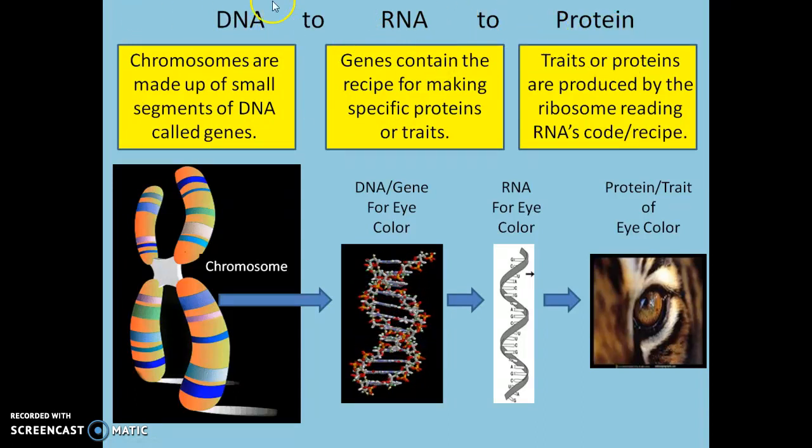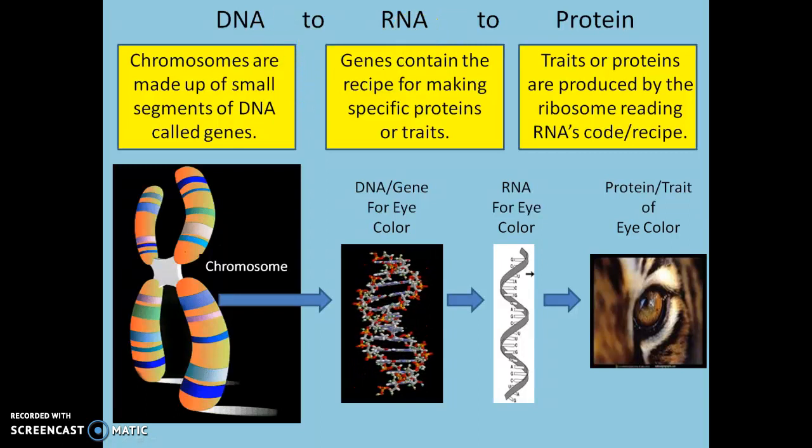Now, the reason DNA needs to make RNA is because DNA is trapped inside the nucleus. DNA is not allowed to leave. It will not leave the nucleus. Proteins are made on the ribosomes. So somehow we need to get the material, the message, from the nucleus to the ribosome without DNA leaving the nucleus. That's where RNA comes in handy.